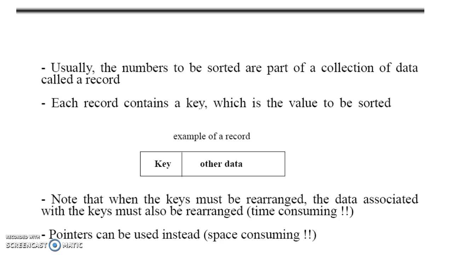Now let us look at the structure of the data. Usually the numbers to be sorted are part of a collection of data called a record. So what does each record contain? It contains a key, which is the value to be sorted. For example, a record has a key item and the other data. Note that when the keys must be rearranged, the data associated with the keys must also be rearranged, which is highly time consuming, and pointers can be used instead, which is also space consuming.